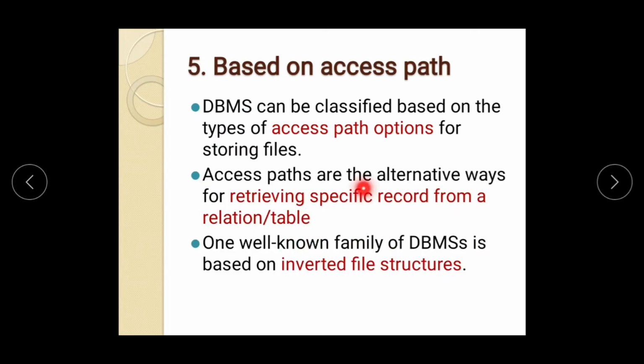The fifth one is based on access path. I have already told how we can access particular data easily from a database. That is done using an access path. Access paths are alternative ways for retrieving a specific record or specific data from a relation or a table. So DBMS can be classified based on the types of access path options for storing files. Clear? So based on the available access path, we can classify the database management system.